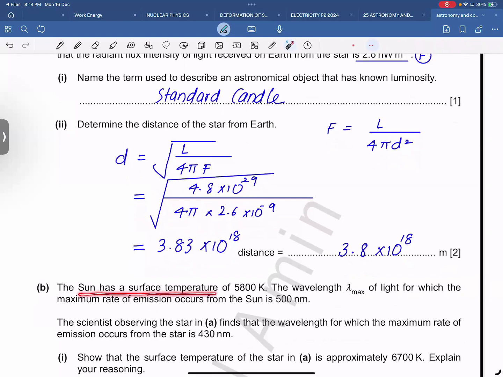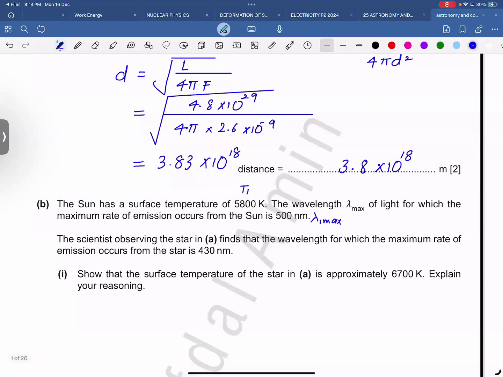The Sun has a surface temperature of this. The wavelength lambda max of light at which the maximum rate of emission occurs is this nano. Okay, so Wien's displacement law, right? So if you have this temperature, lambda 1 max will be 500 nano.